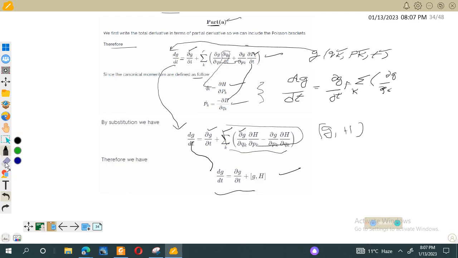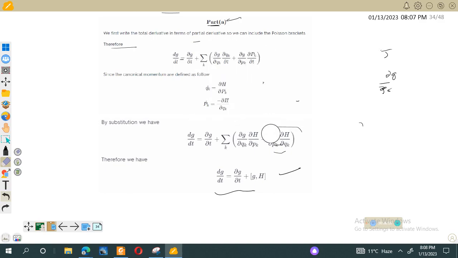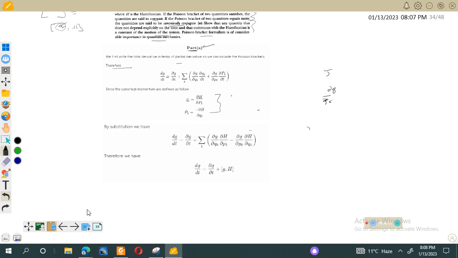Okay, we have to memorize this formula. These formulas are important. q dot k is equal to partial h over partial pk, and similarly p dot k is equal to minus partial h over partial qk. These are very important formulas as we are using them continuously again and again in this chapter's exercises.